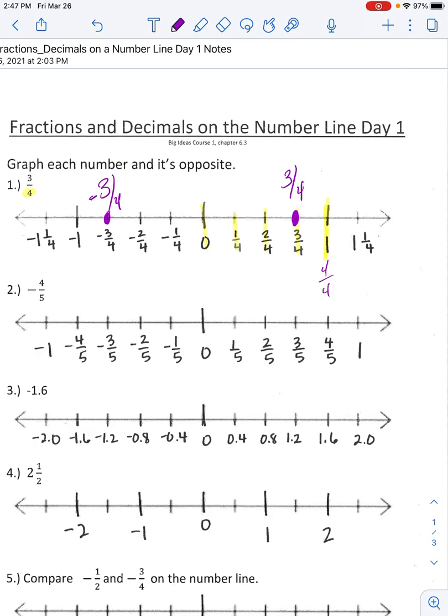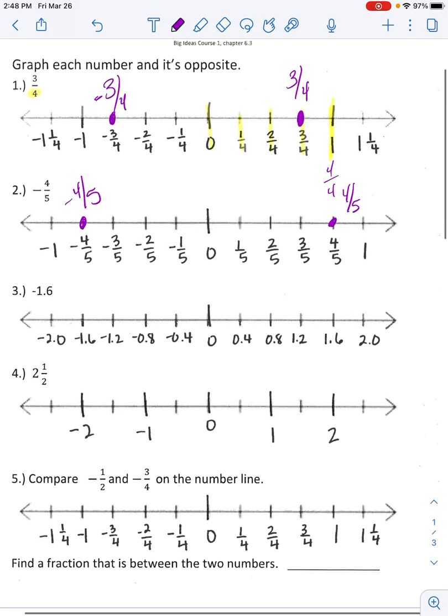On the second one, now we're doing fifths. So you'll see 1/5, 2/5, 3/5, 4/5, and then 5/5 is 1 whole. So now it's divided into fifths on the number line. So to graph -4/5, its opposite would be +4/5. Okay.